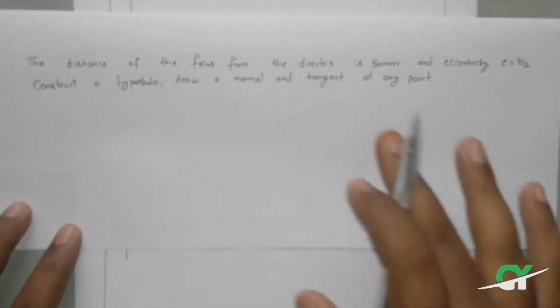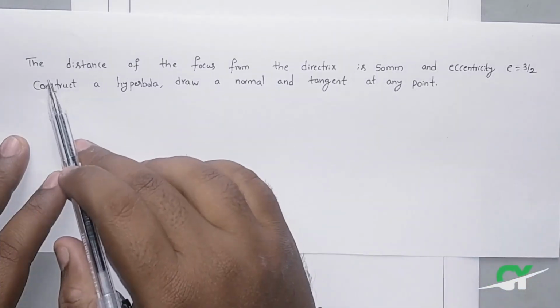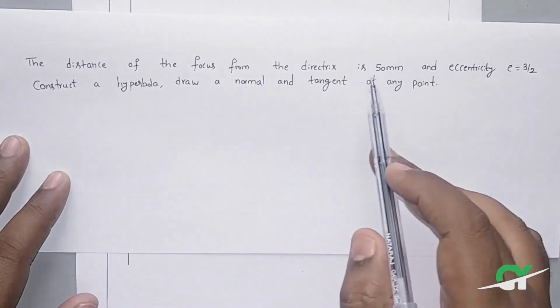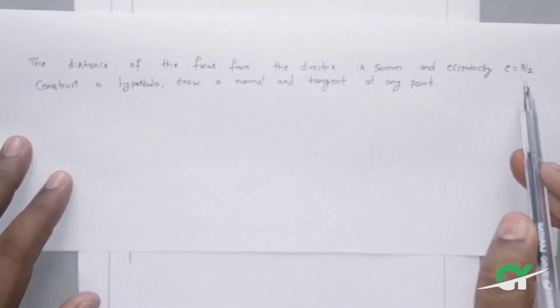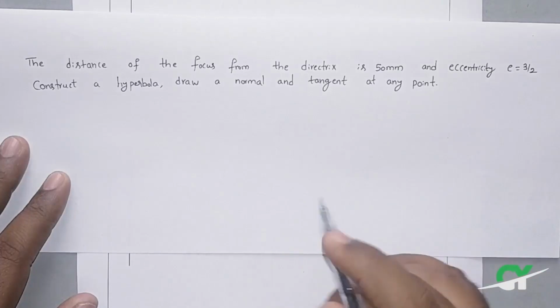Today we are going to discuss construction of a hyperbola. For that I selected one problem. The distance of the focus from the directrix is 50 mm and eccentricity e equals 3 by 2. Construct a hyperbola, and draw a normal and tangent at any point.